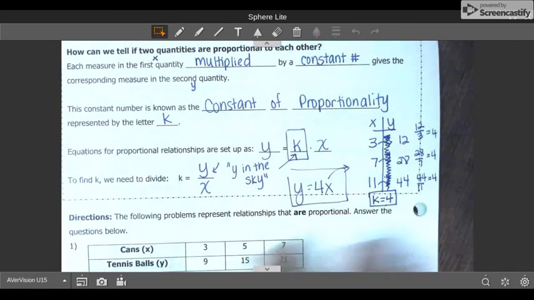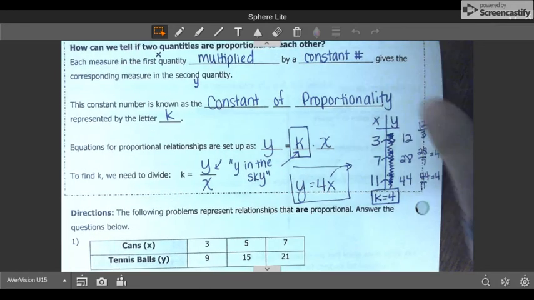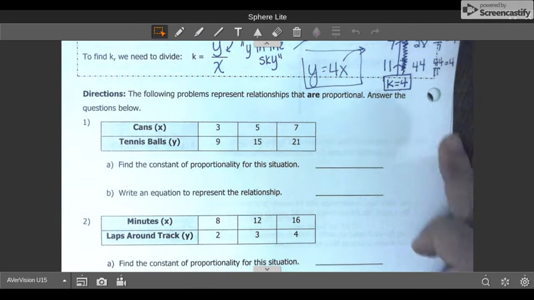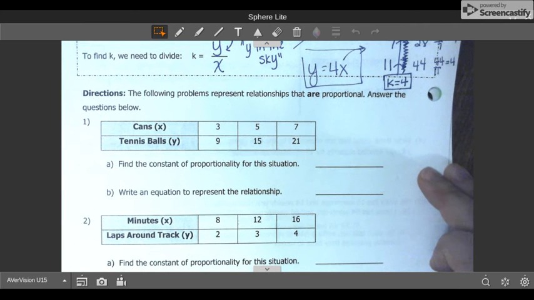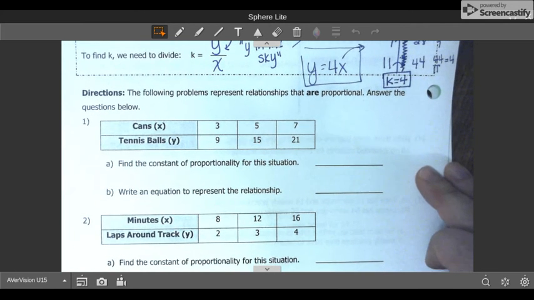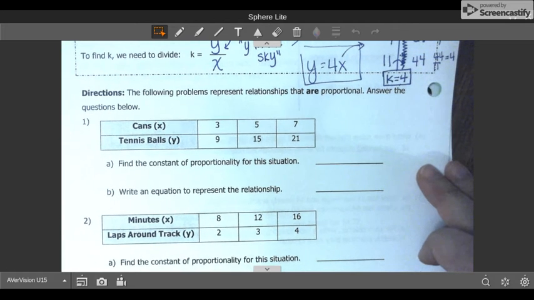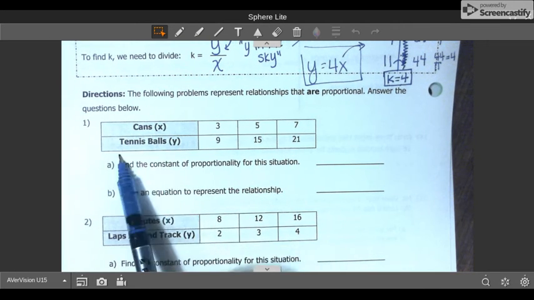So this is a lot to absorb. Let's do some example problems and it might make a little bit more sense. The following problems represent relationships that are proportional. Answer the questions below. A, find the constant of proportionality for this situation. So it looks like there's cans and tennis balls.